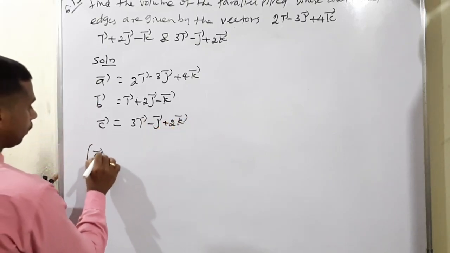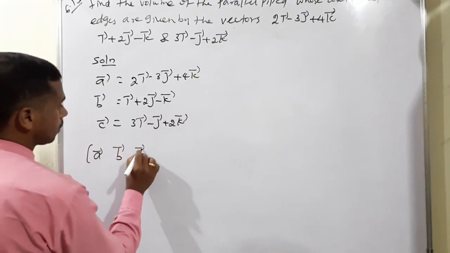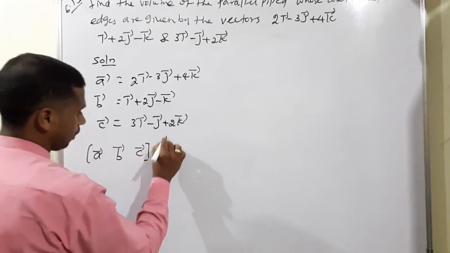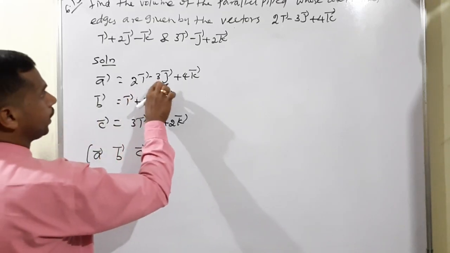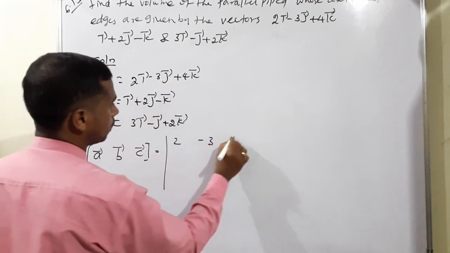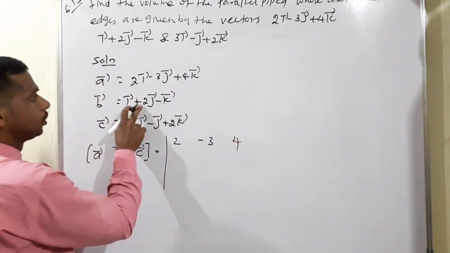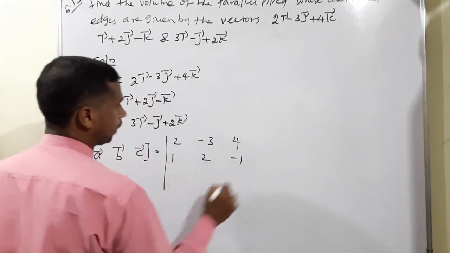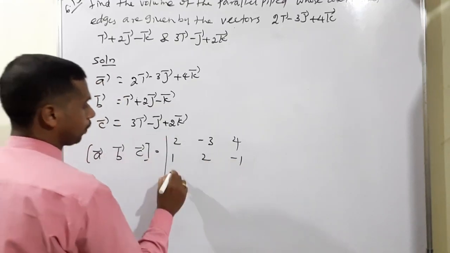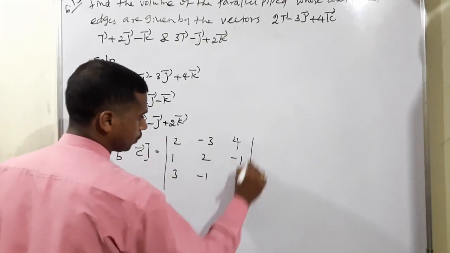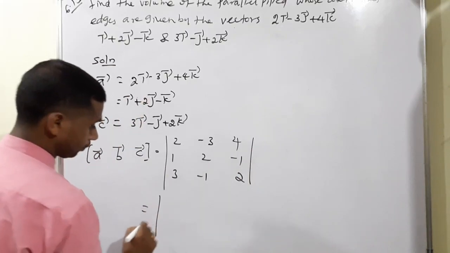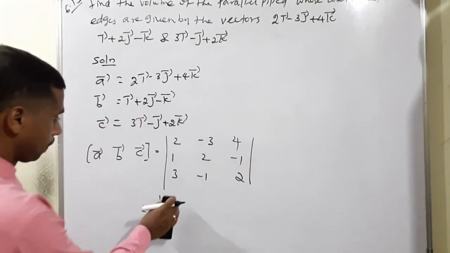So the box product of vector A, vector B, vector C means what is the meaning? Determinant form. 2, minus 3, positive 4. 1, 2, minus 1. 3, minus 1, positive 2. So now simplify.